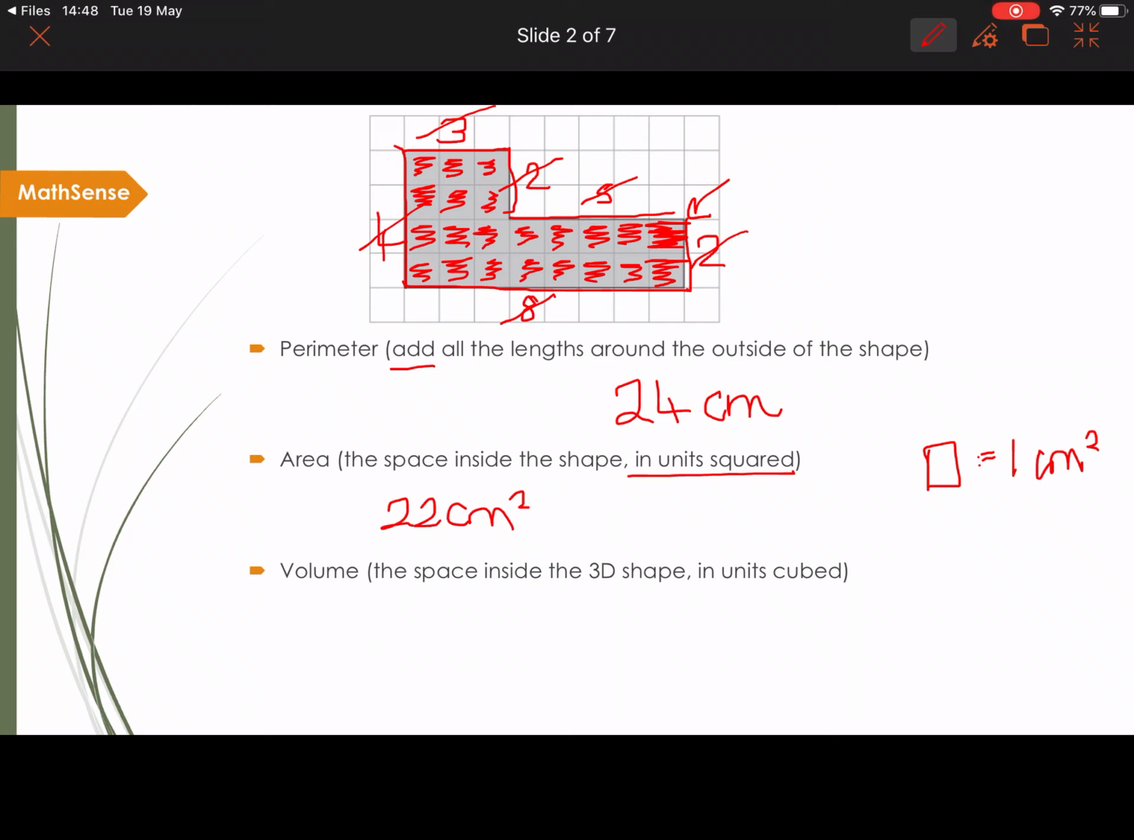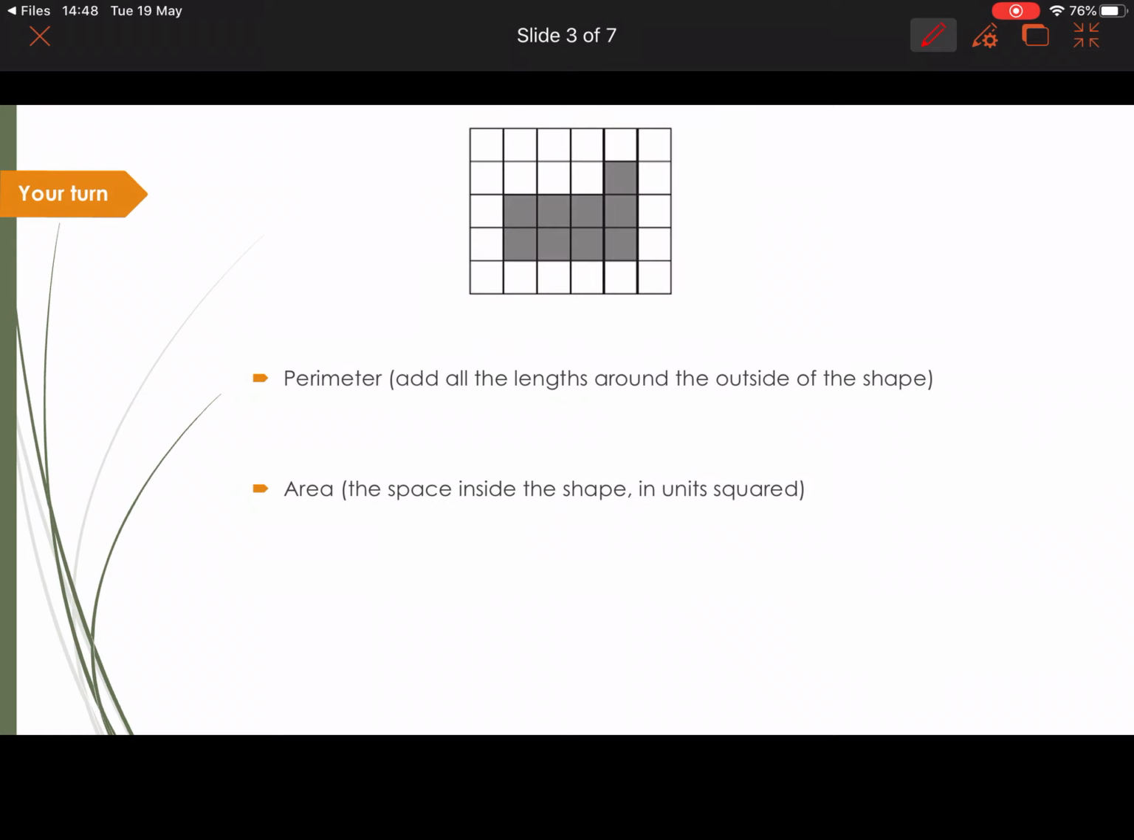Now volume represents the space inside the 3D shape in units cubed. In other words, when you see a 3D cube, like this one, we say that this is 1 centimetre cubed because it's 3-dimensional. Time for you to have a go. Press pause, and when you're ready for the answer, press play.